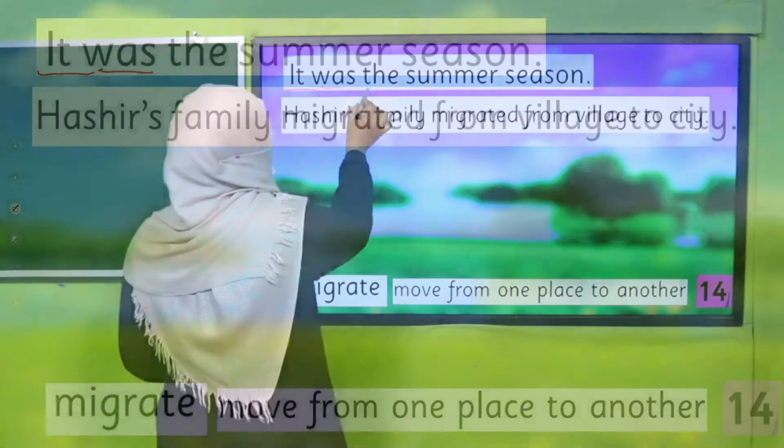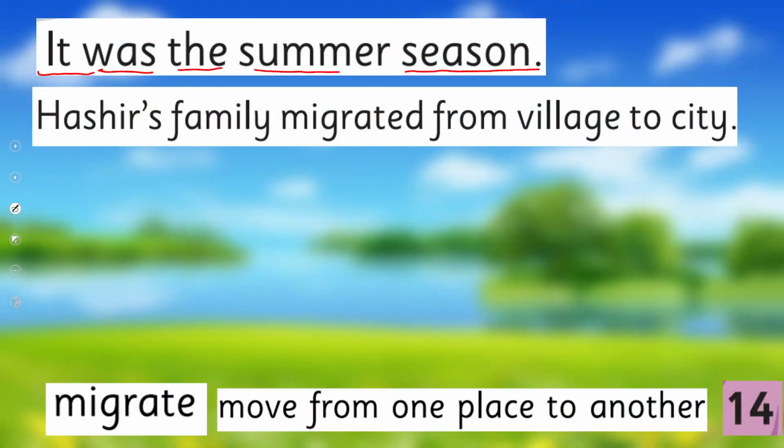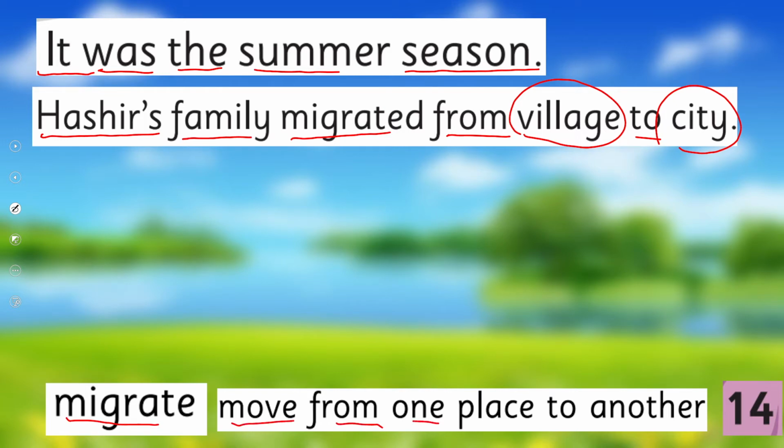It was the summer season. Hashir's family migrated from village to city. And what does migrate mean? Move from one place to another. Okay, and where did they move? They moved to the city from the village.